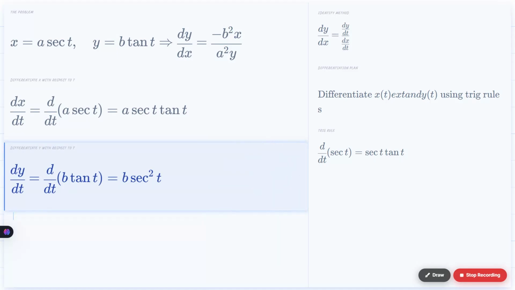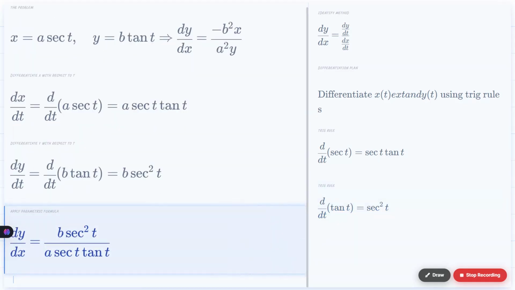We find the derivative of tangent with respect to t. We do this to get dy divided by dt. The rule says we multiply by secant squared. We note that the derivative of tangent is secant squared. We state this to use it in our math. This is a standard rule for trigonometry.